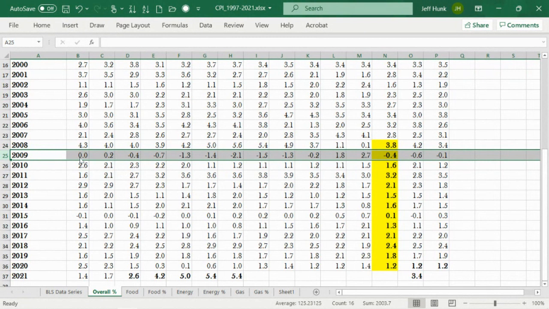And then in 2009, you see it was very low and even in negative range, right? Negative inflation means what? Deflation. Okay, negative inflation is deflation. That means the economy was shrinking, right? The size of the economy was shrinking.